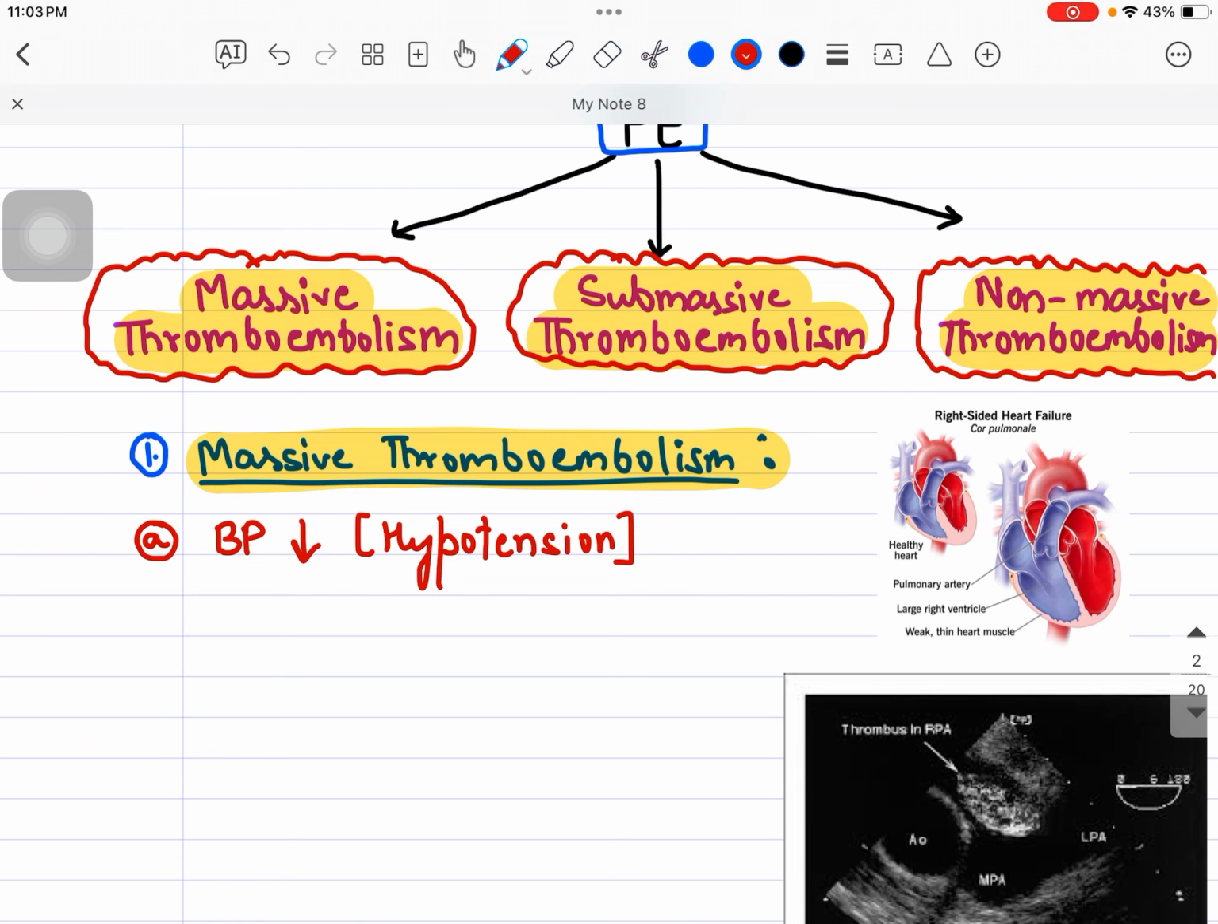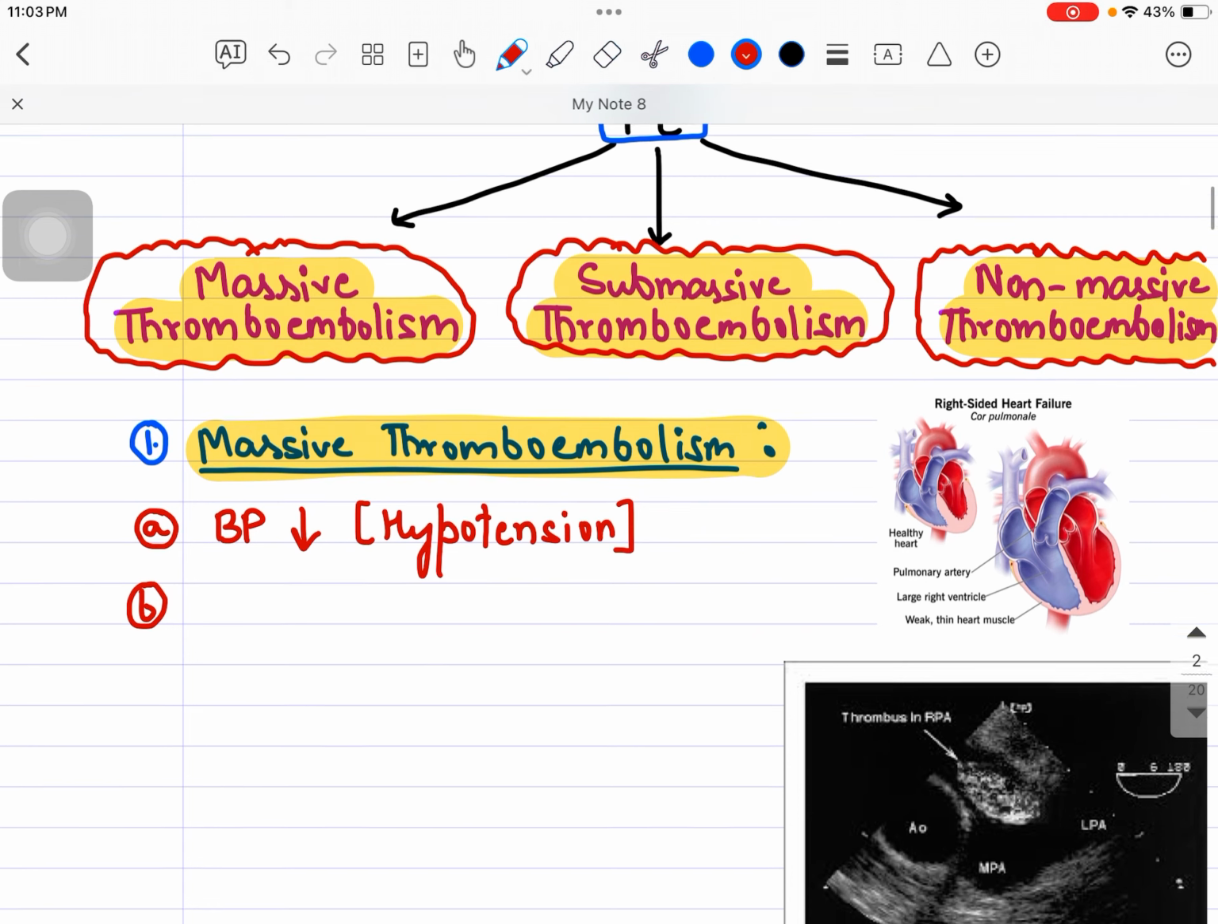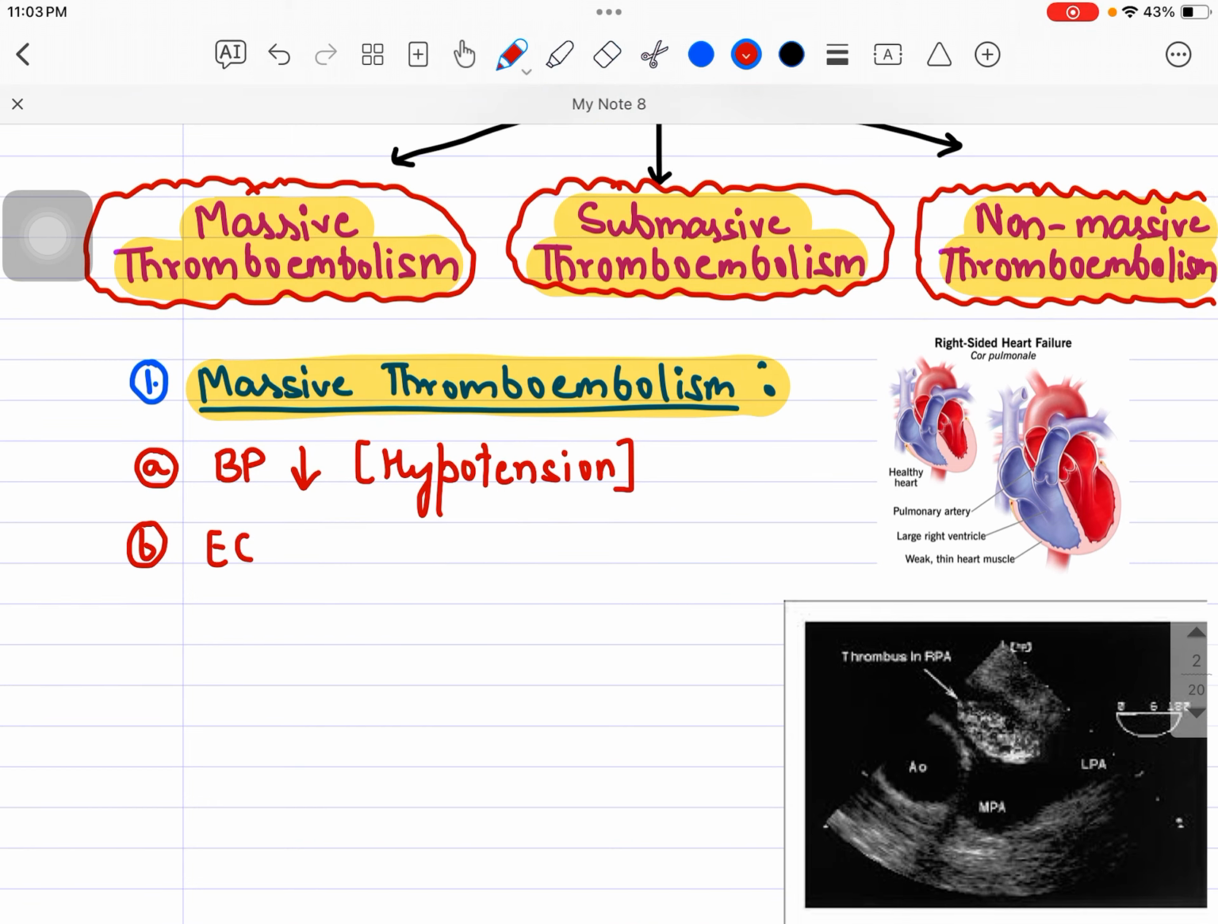The second thing you need to know over here is the echo, right? You need to do the echocardiography of the patient, and what you are expecting in the echo is also very important. In the echo, what we are expecting is about the right ventricle. You will see that the patient will be having RV dilatation, that is the right ventricle dilatation.